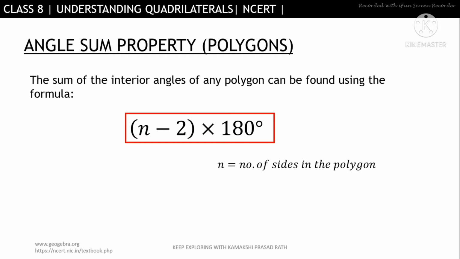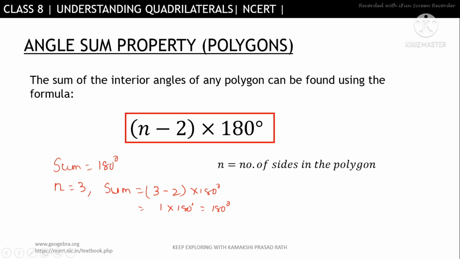We know the angle sum property for a triangle. Already in our earlier classes we have learned that the sum of the angles is always 180 degrees. When we talk of a triangle, n equals 3 because the number of sides in a triangle is 3. So the sum of the interior angles will be (3 minus 2) multiplied by 180 degrees. 3 minus 2 is 1, and 1 into 180 degrees is 180 degrees. Hence we can easily use this formula to find the sum of the interior angles of any polygon.